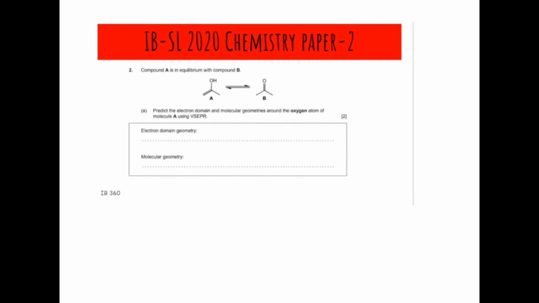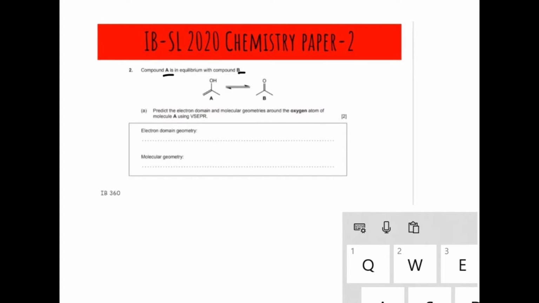Hello everyone. In this video, we will be discussing the second question of IB SL 2020 Chemistry Paper 2. In this question, we are given two compounds, compound A and compound B. Here in compound A, you can see it's an alcohol. In compound B, you can see it's a ketone.